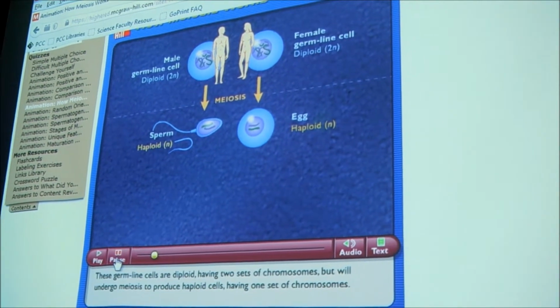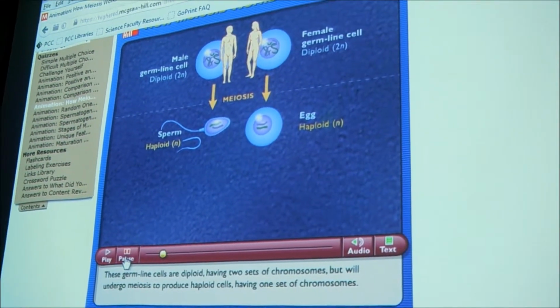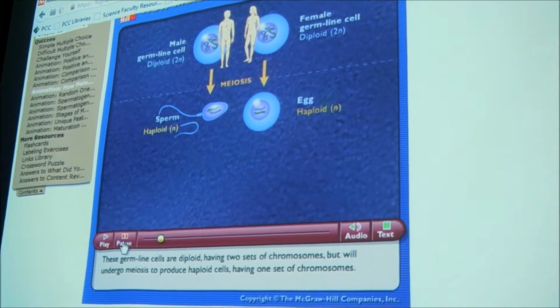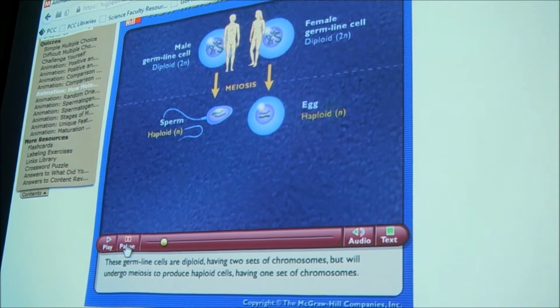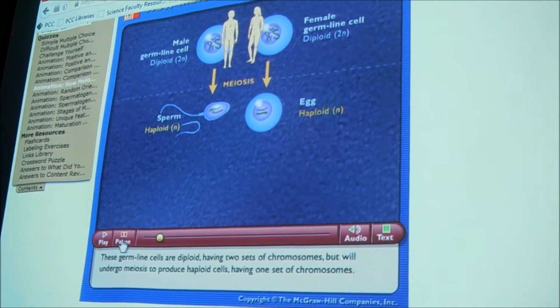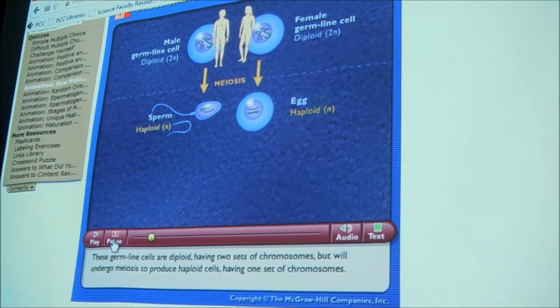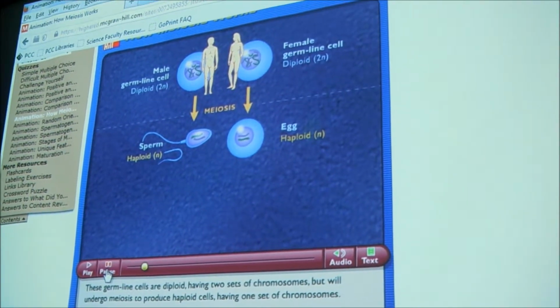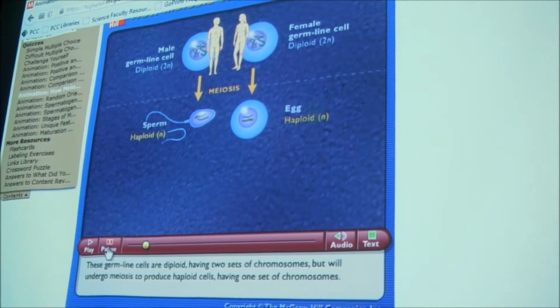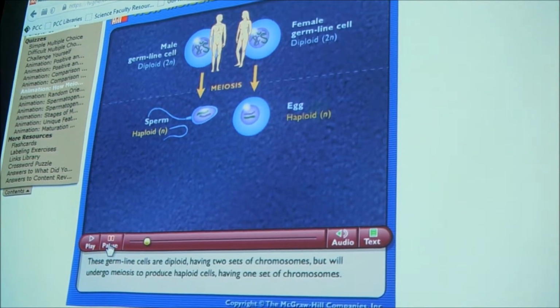So how many chromosomes are in the diploid set of a human being? 46. How many are in a haploid set? 23. So for 2N and N, you could substitute 46 and 23 for a person. For other animals, it's different. Or you could say 2N and N, or diploid and haploid. Remember that language from 112?